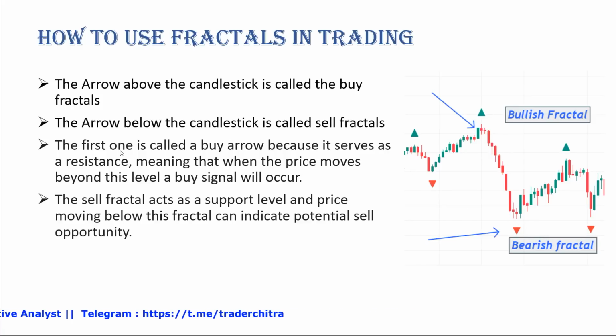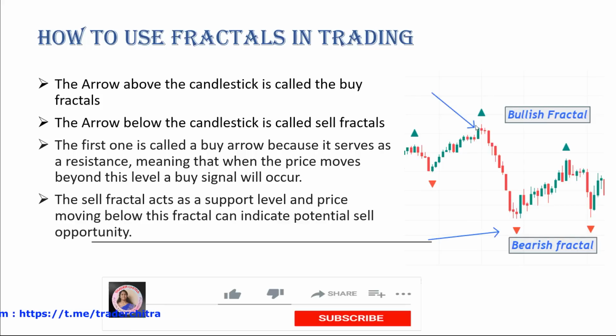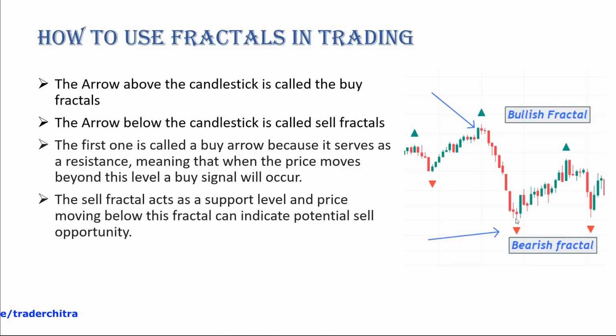The first one is called a buy arrow because it serves as a resistance. So here if the bullish fractal is formed, that is called the resistance, and here if the bearish fractal is formed, this is called the support. Okay, so if it serves as the resistance, it means that when the price moves beyond this level, one can enter into the long trade. That is, we can look for a buy trade. The sell fractal acts as a support level and the price moving below this fractal can indicate a potential sell opportunity below the bearish fractal.